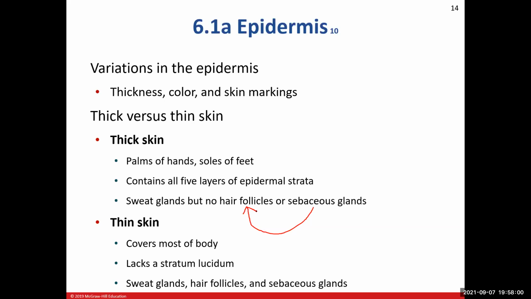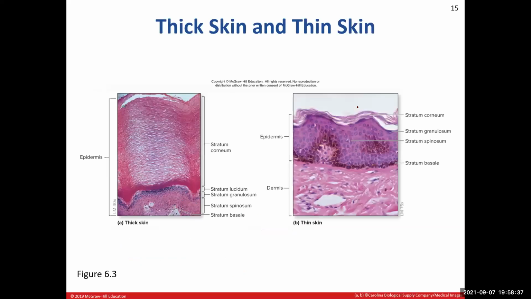Thin skin pretty much is going to be the skin that covers the majority of your body. Important thing to note, it does not have a stratum lucidum. That is not present. In thin skin, though, we will see sweat glands, and we'll see hair follicles, and therefore we'll have sebaceous glands. Look at your forearms. Look at your legs. Peach fuzz on people's faces. There's hair there, hair follicles, and sebaceous glands. So we'll see that in our thin skin. This slide shows the difference between the thick skin and the thin skin.